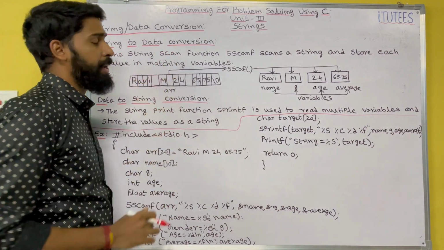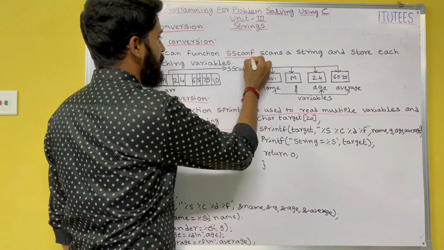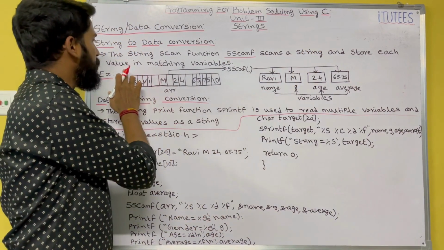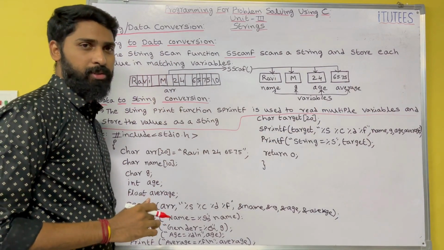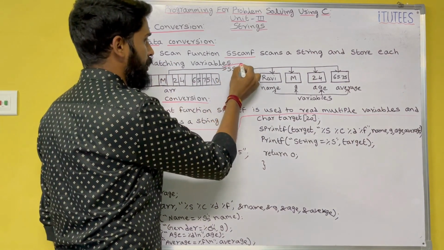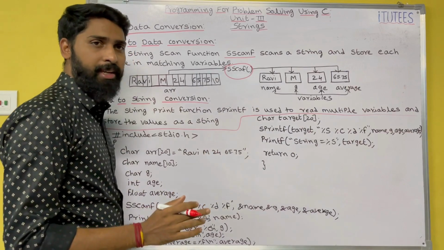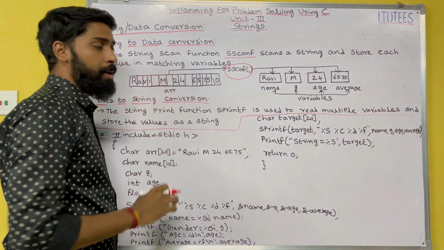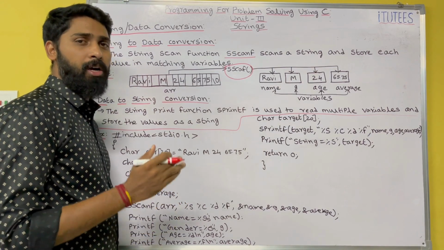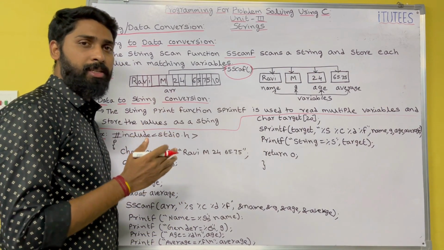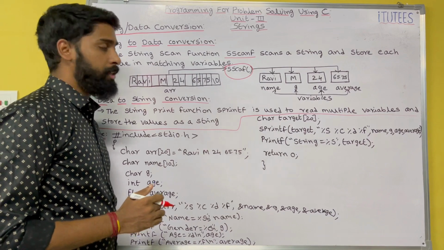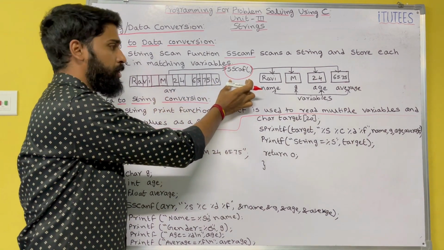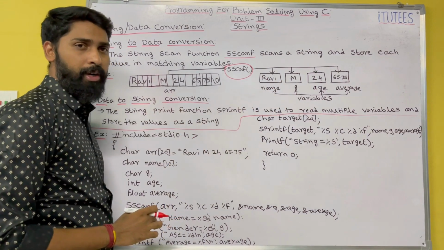The string scan function scanf scans a string and stores each value in matching variables. That means this is how we can convert a string into data. So this is the string, and by using this scanf function, you are going to convert it into data.